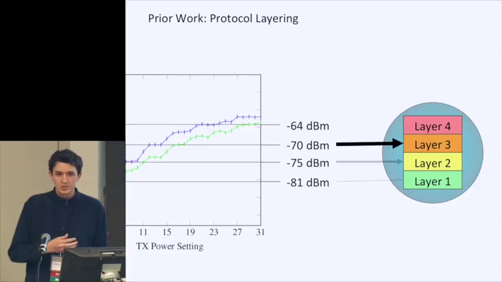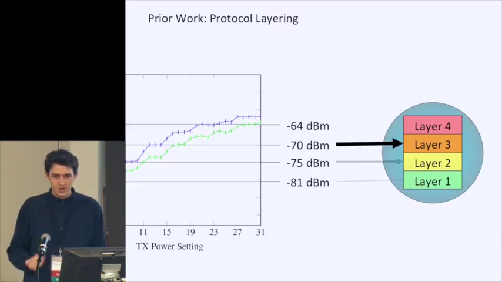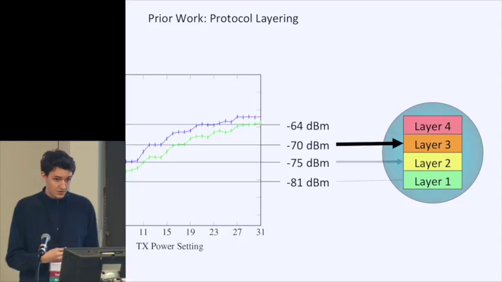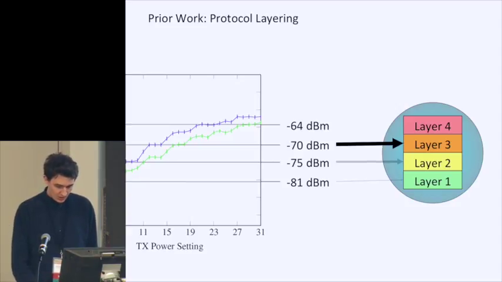And to each layer, it looks as though the network was fully available to it, unless a layer further up decides to send, both temporally and spatially close to where the lower layer wants to send. All right, that was prior work, we did that.